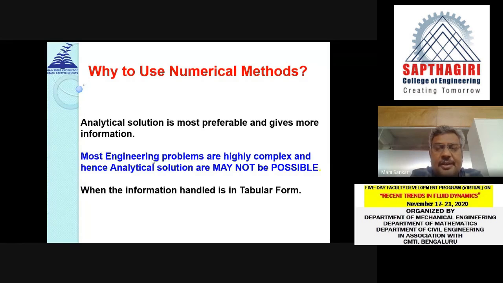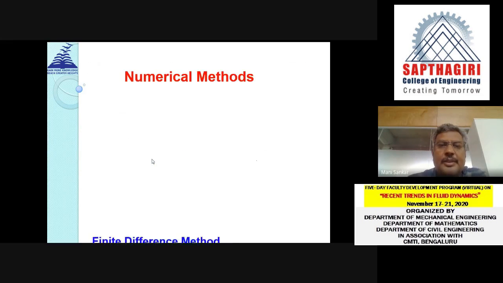Another situation is where you have the data of the dependent and independent variables in the form of a table or tabular form. In such a case, if you want to find the derivative, or the integration of the relationship between the dependent and independent variable, which cannot be performed with the traditional method, you have to go for numerical differentiation and numerical integration. And this is the purpose of why we have to go for numerical methods.